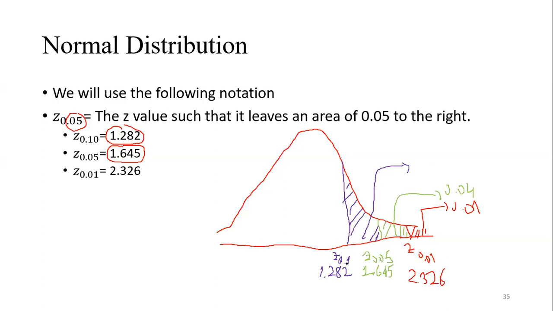So the area to the right of z sub 0.1 should be equal to 0.10. To the right of this one is 0.05. So to the right of z sub 0.1 is 0.10, to the right of z sub 0.05 is 0.05, to the right of z sub 0.01 is 0.01. This is what you can see in terms of the z sub values. In future lectures, we will see that these numbers are very widely used: z sub 0.1, z sub 0.05, and z sub 0.01.